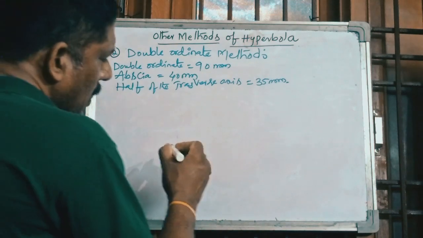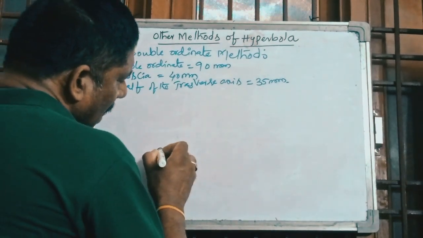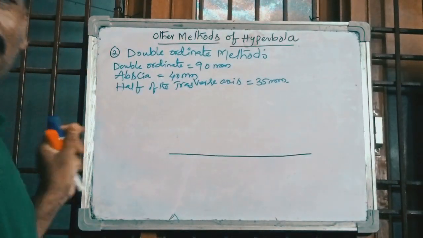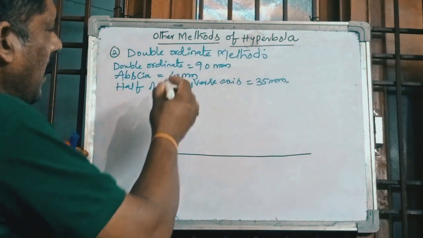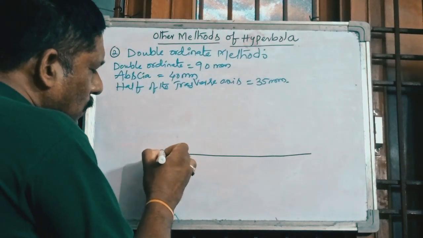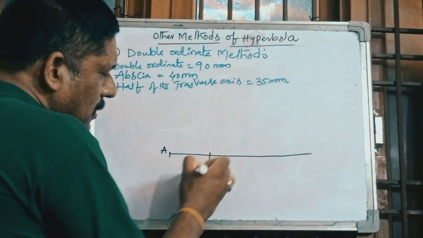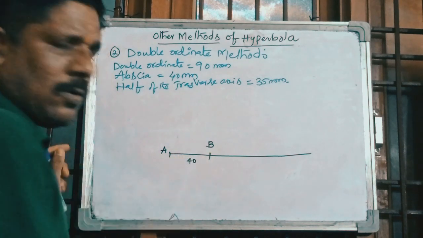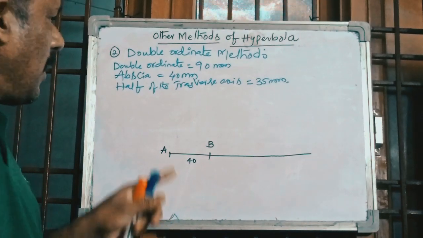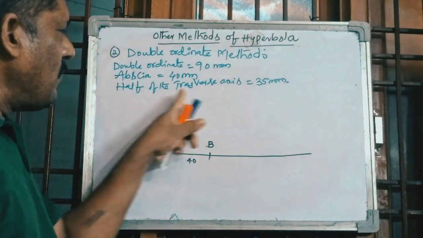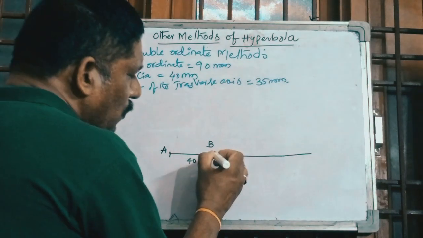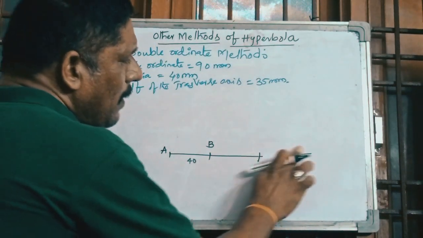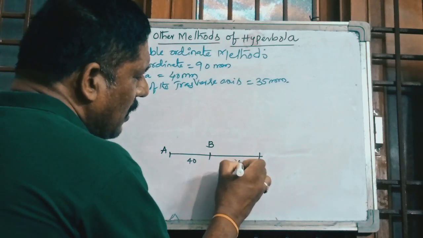So the procedure is, here also first draw the axis line. Okay, draw the axis line. First you take the abscissa as 40 mm. Suppose assume that this is A, and 40 mm distance from A, assume that this is B. So this is the abscissa distance. Okay, first take the abscissa, and half of the transverse axis is 35 mm. So from here you take 35 mm, and mark that point.